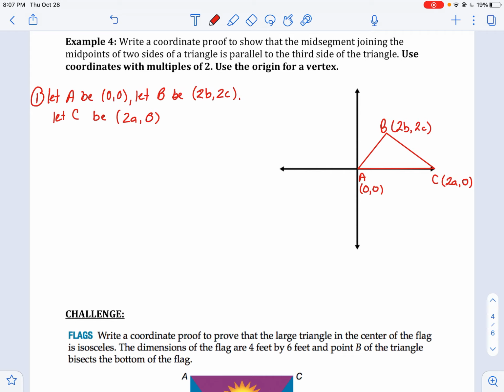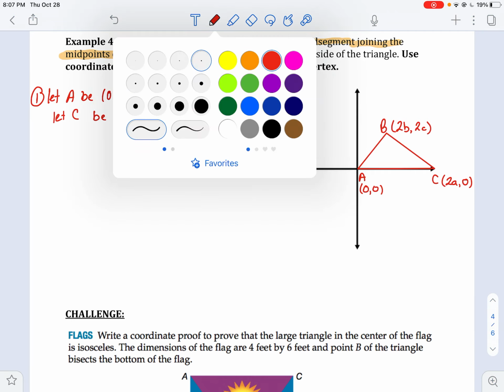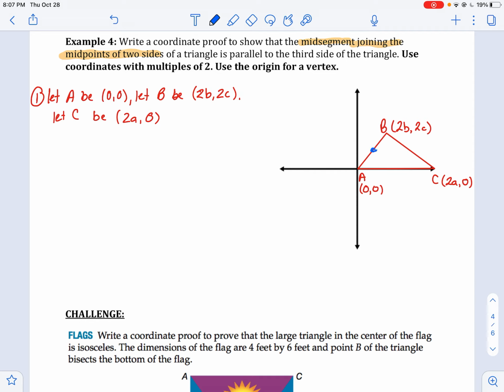What are the key words or phrases? I'm going to need a midsegment. So write a coordinate proof to show the midsegment. That's interesting. Joining the midpoints of two sides. So it looks like I'm going to need the midpoints of two sides. And you could pick any two sides. I want to use those two, because I want to show that it's parallel to the third side. I want to show it's parallel to this side. And that's going to be a little bit easier to use.